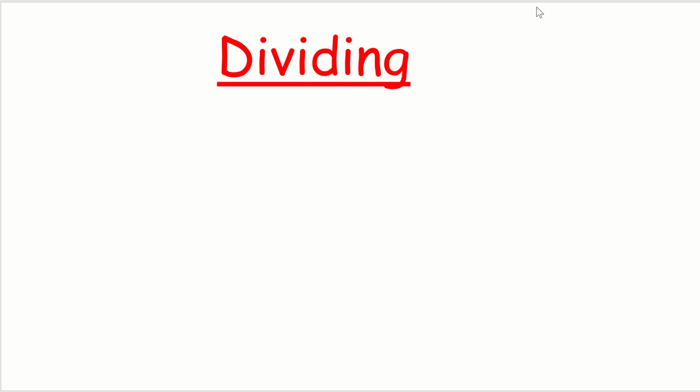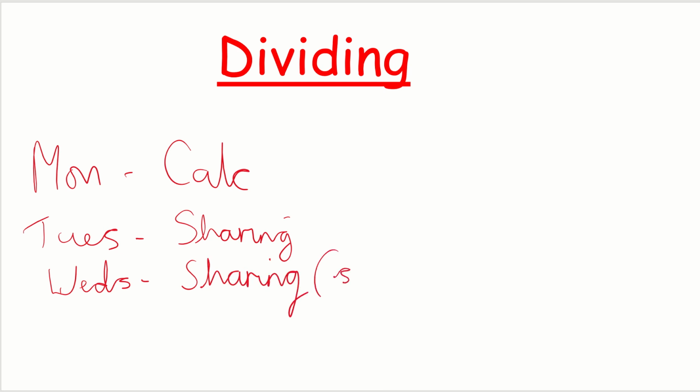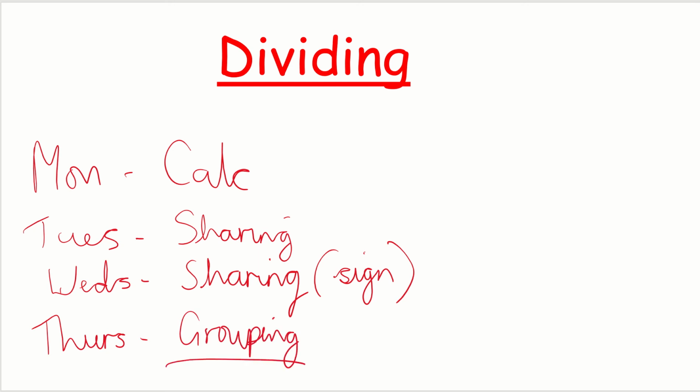So what have we done so far this week? On Monday we looked at our multiplications, our calculations. On Tuesday we started to look at dividing by sharing things. Yesterday we looked at continuing on with our sharing, and we introduced the sign as well, the divide sign. Now today, Thursday, we're going to look at something called grouping. Okay, so a slightly different method for today.